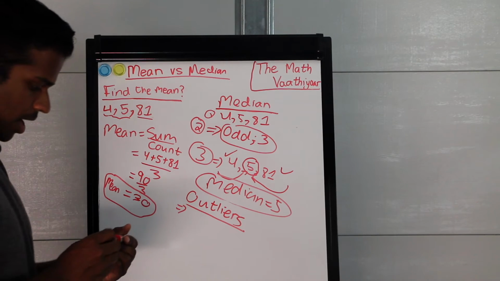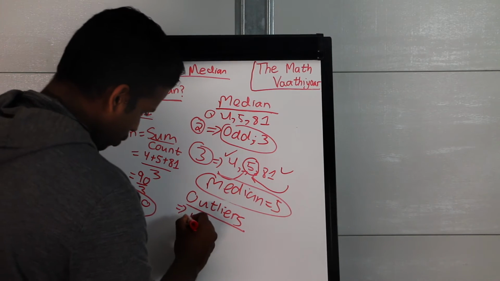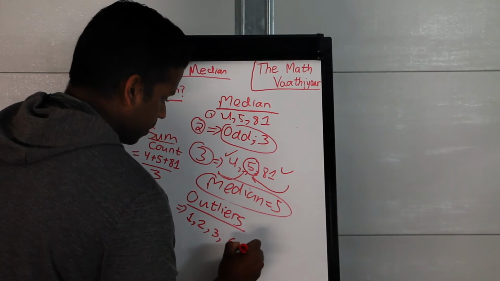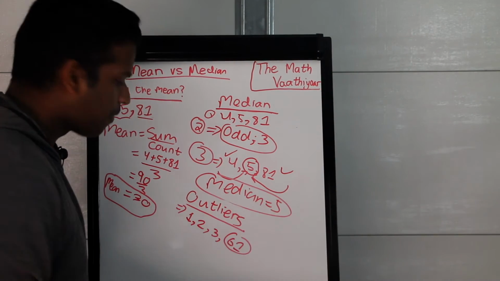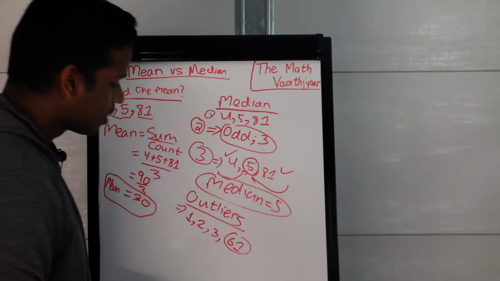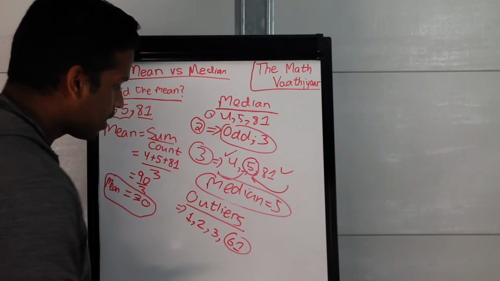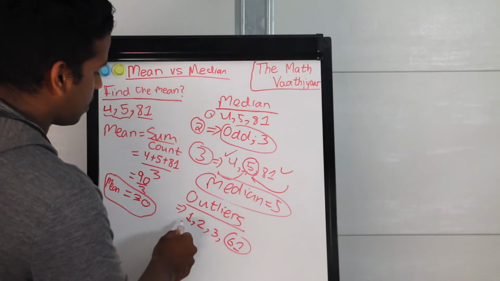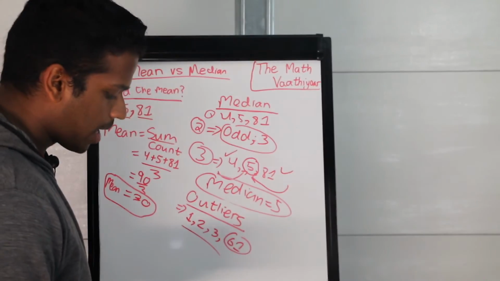Another example of an outlier would be 1, 2, 3, 61. See, 61 is not a number that falls in the range of the other three numbers you have. And it is a number that is extremely large compared to the other numbers you have. So that is what an outlier is.